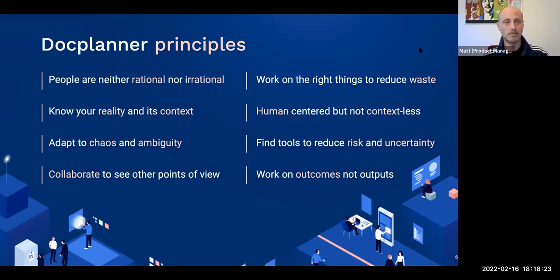We should be finding tools to reduce risk and uncertainty. So during the process, we should be working with this risk. And then, as I mentioned already, working on outcomes, not output. So not focusing all of our activities on putting as much output as possible into the world, not really focusing on the number of things that we will ship.